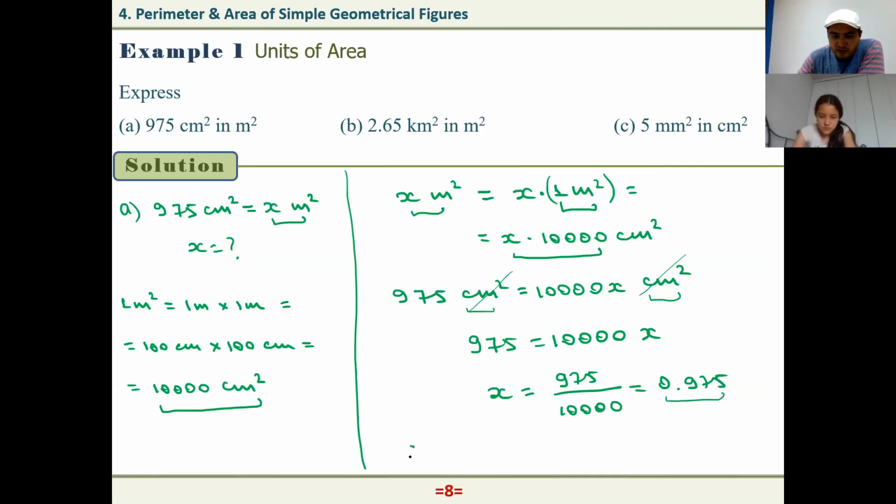So now I can write the answer. 975 centimeters squared is just equal to 0.975 square meters.